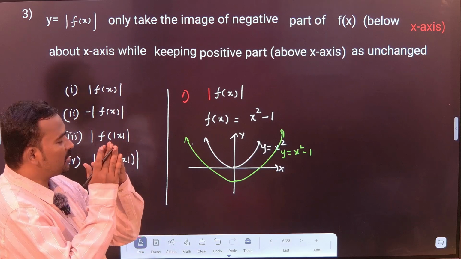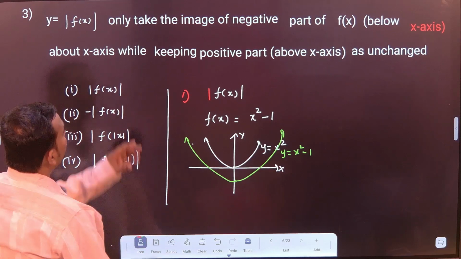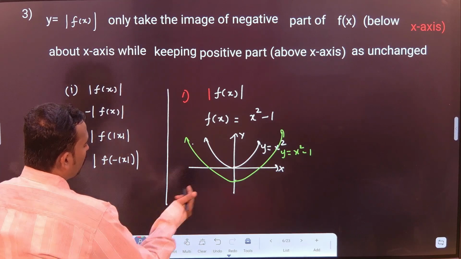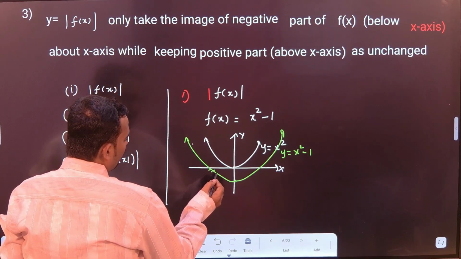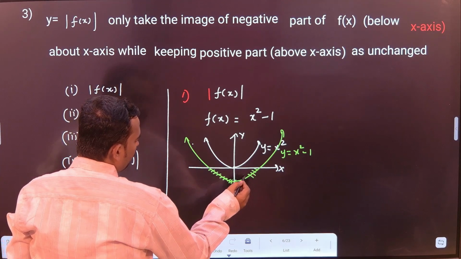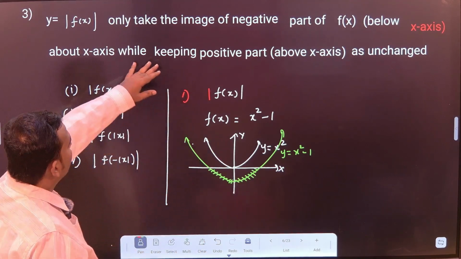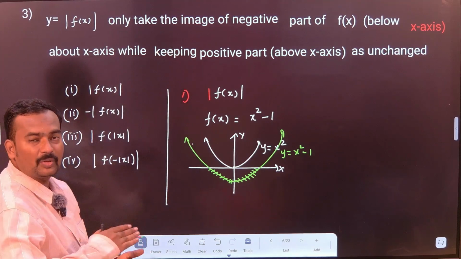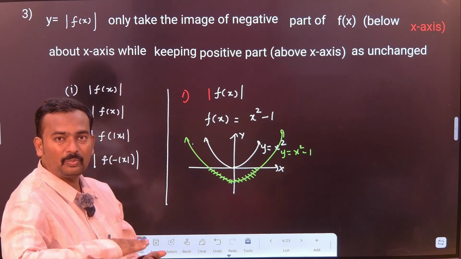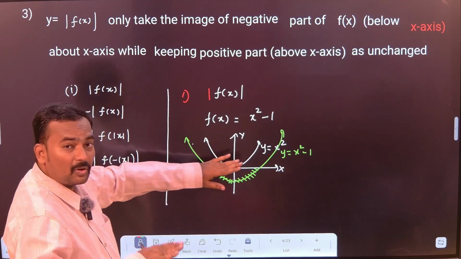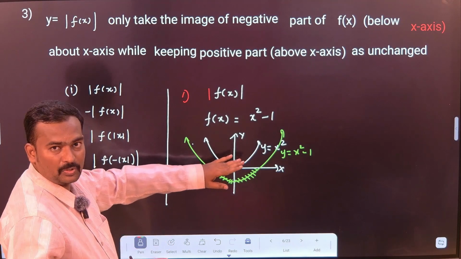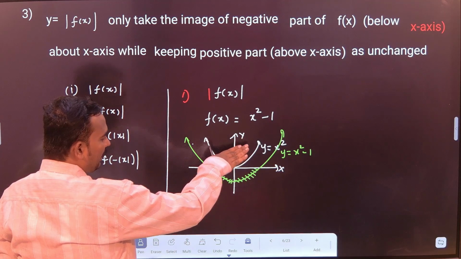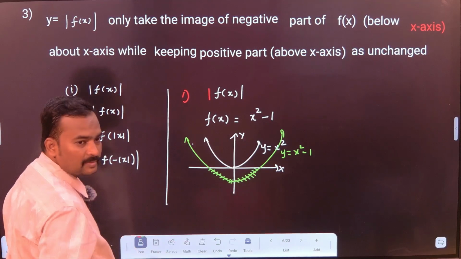What you can do, just apply the modulus. Here you only have to take the image of the negative part. Whatever the negative part is there, this negative part is there. Take the image of the negative part with respect to the x-axis. You keep the positive part. Positive part means what? Above the x-axis. Negative portion here, because we are talking not about input, we are talking about output, f of x, right? The positive y means above the x-axis, the negative y means below the x-axis, right?